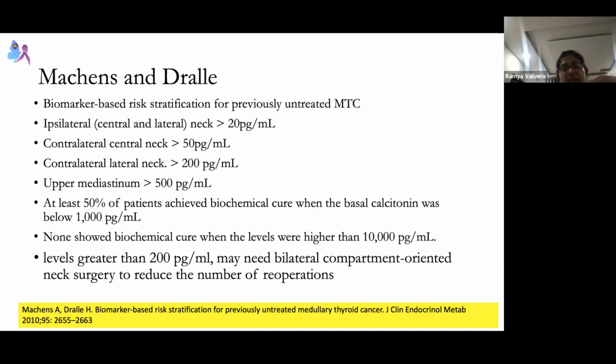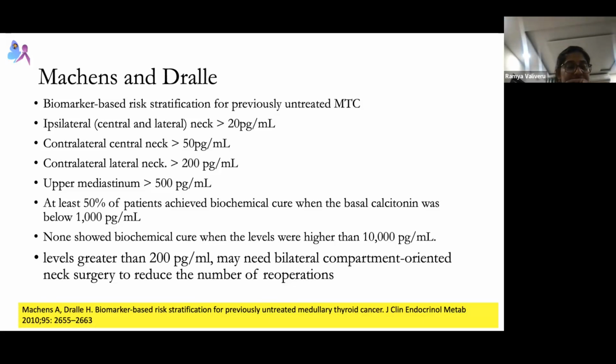In their observation, based on these calcitonin values, these are the levels that are involved. So that's how we have to decide. Ipsilateral central and lateral neck if it is more than 20. That's what they follow. Then contralateral central neck and then contralateral lateral neck. Of course, for the upper mediastinum, we may rarely have to open a little bit of the upper sternum.